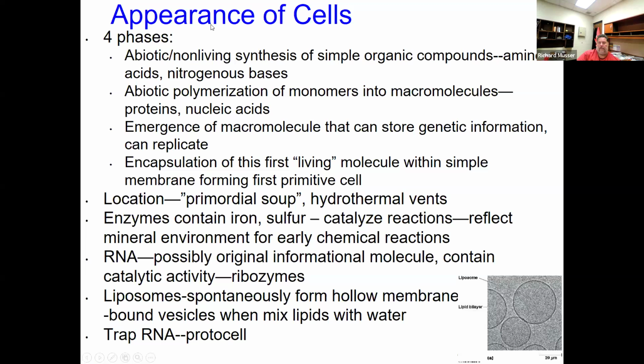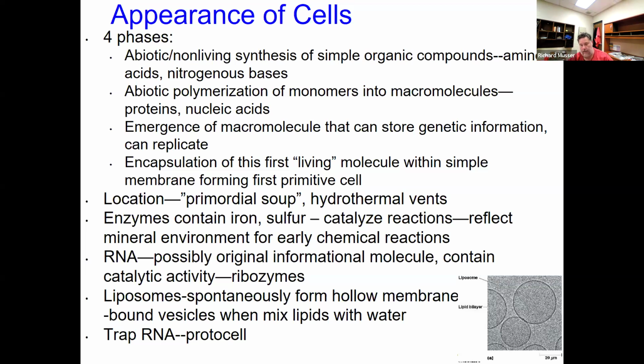And so we start to see the appearance of cells. So we have our abiotic, non-living synthesis of simple organic compounds. That's going to be that chemical evolution. And then we have monomers that become macromolecules like proteins and nucleic acids. And these macromolecules are able to replicate themselves. And then we start to see these primitive cells with a simple membrane around them. This was happening in a primordial soup, with hydrothermal vents providing energy, and photosynthesis starts taking place.